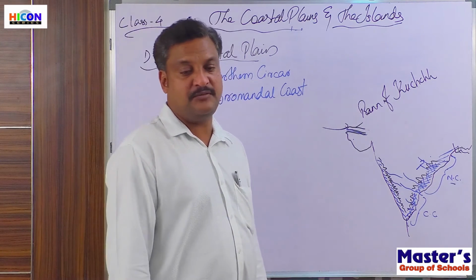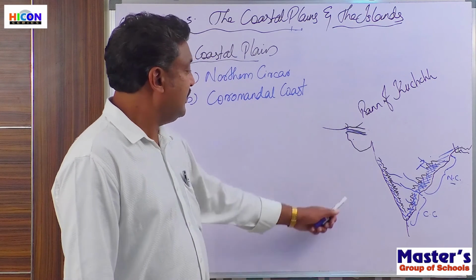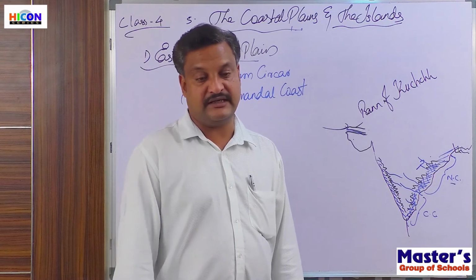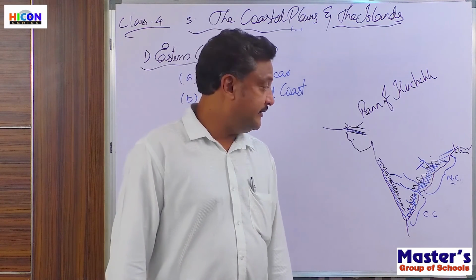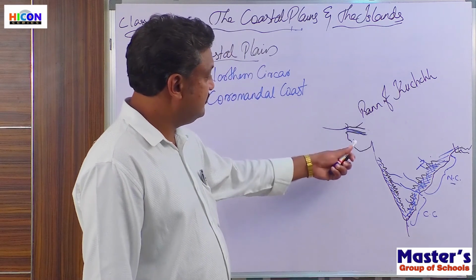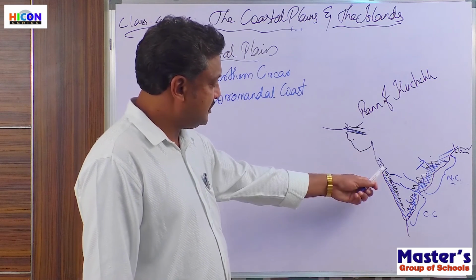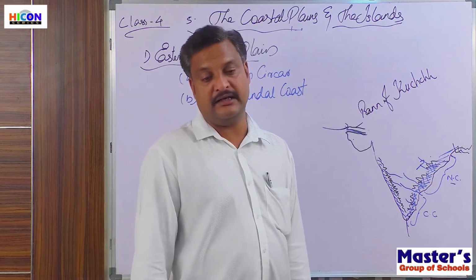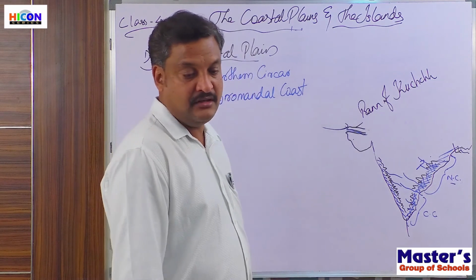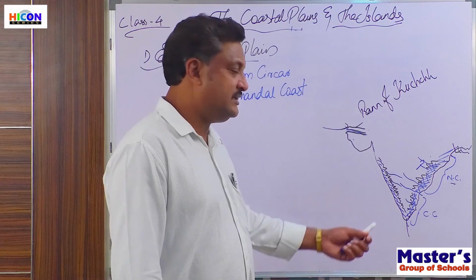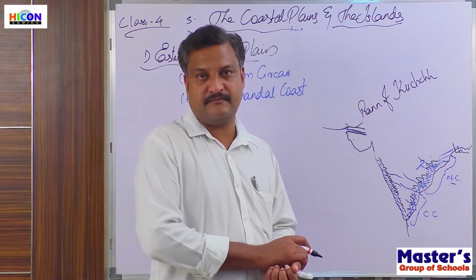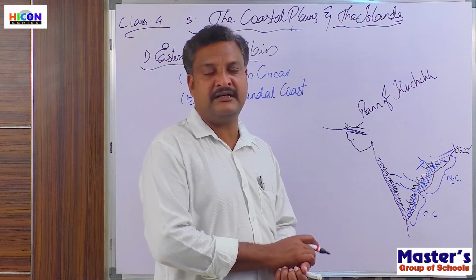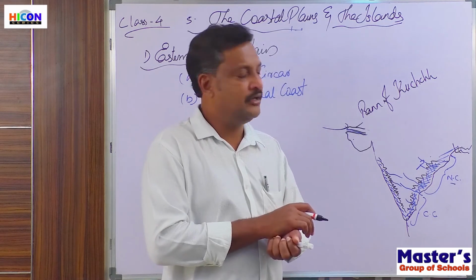So the western coastal plain is in between the Arabian Sea and the Western Ghats on the western side. And it extends over the states of Gujarat, Maharashtra, Goa, Karnataka, and Kerala. Okay. This is comparatively a narrower region, right? The western coastal plain is comparatively a narrow region.